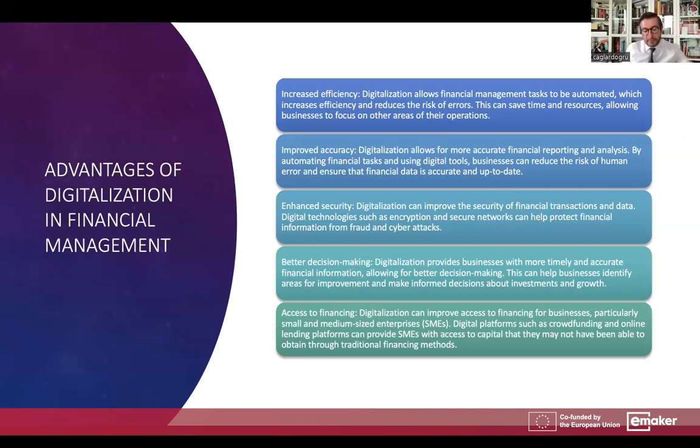As you see in the fourth row, better decision making is another advantage of digitalization in financial management, because digitalization provides business with more timely and accurate financial information. For example, think about an income statement. In one part, you see the income, and in the other part, you see the expenses. So if you use digital toolkits, it's unquestionable that you will be making decisions in a more effective way.